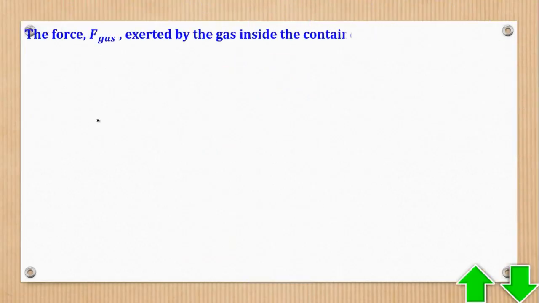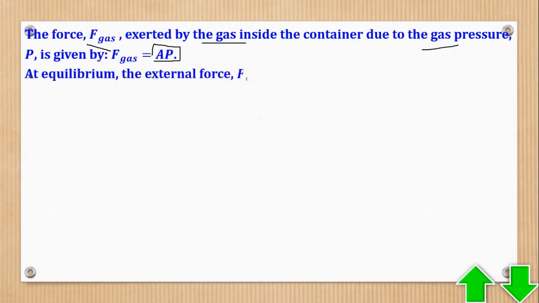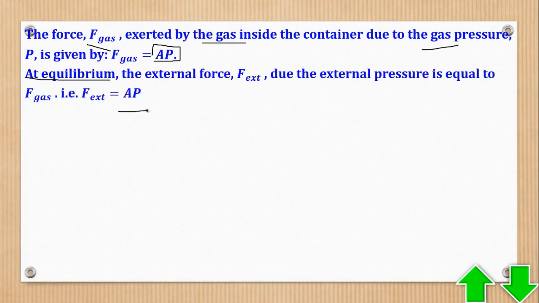So the force F gas exerted by the gas inside the container due to the gas pressure is given by cross-section area times pressure. Okay, but when it's at equilibrium, it means that forces to the right are equal to forces to the left, meaning that F gas is equal to F external. Therefore, F external is equal to Fp.